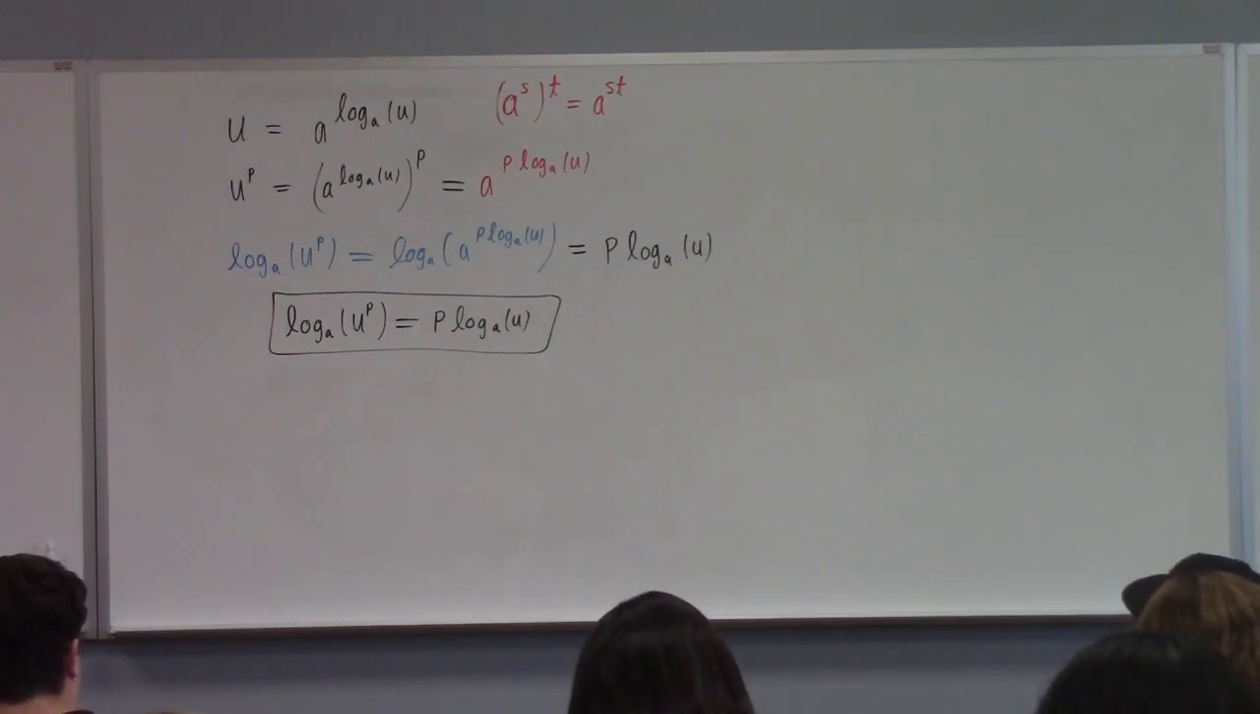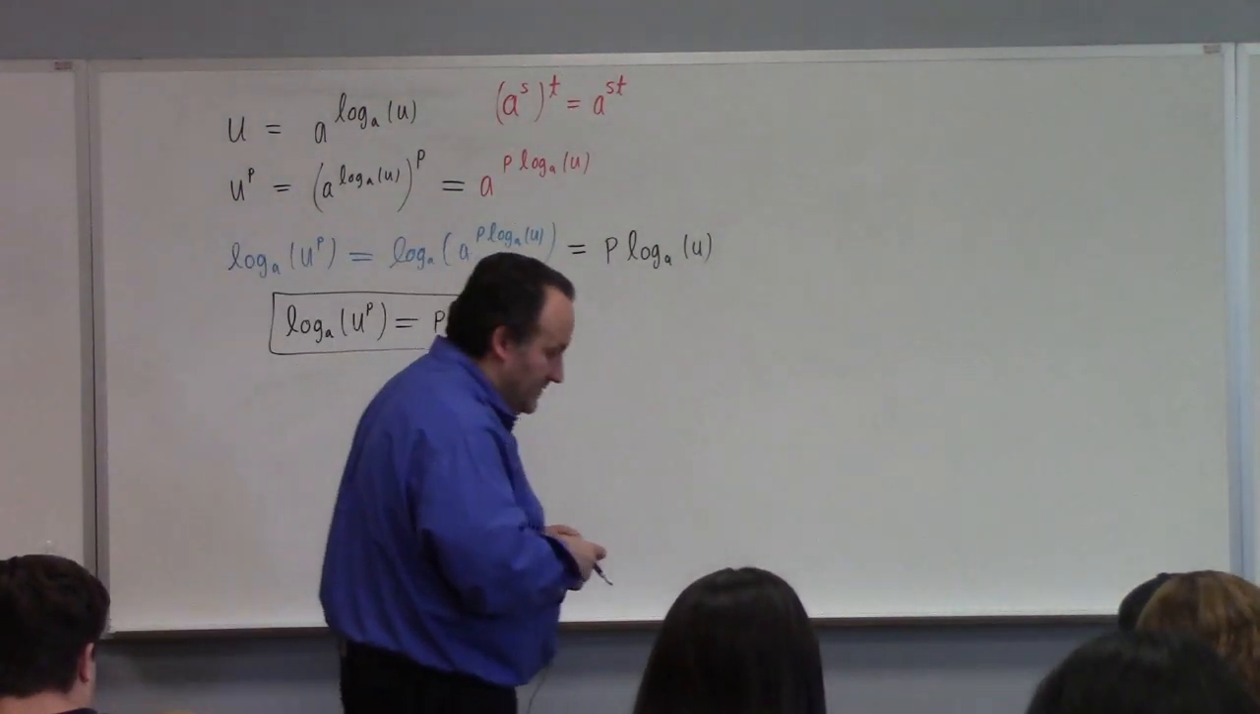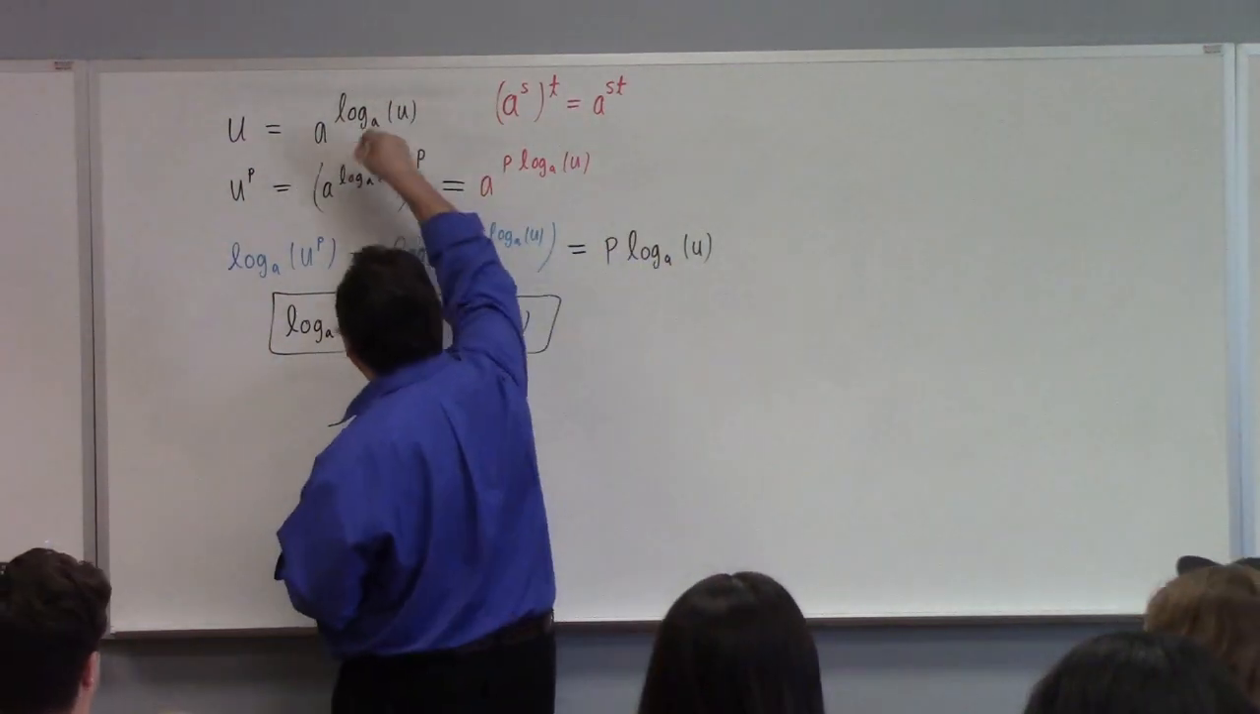So that's how we can derive the properties of logs from the properties of exponentials, okay? Basically, you just play this game with converting something to an exponential by using this little trick right here, yeah?